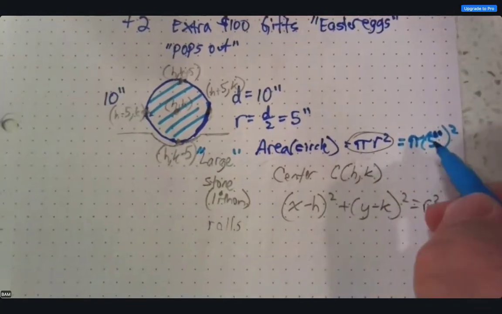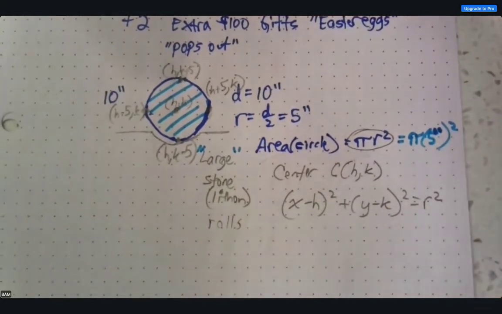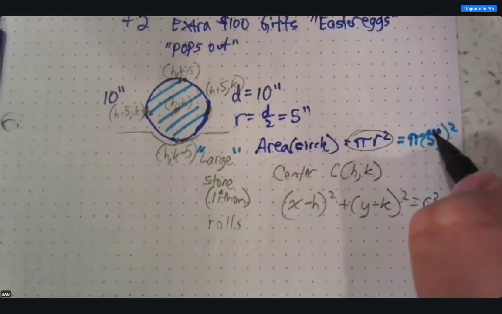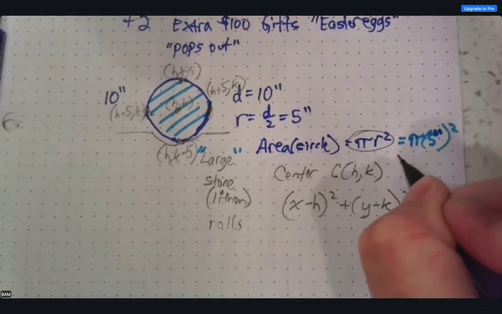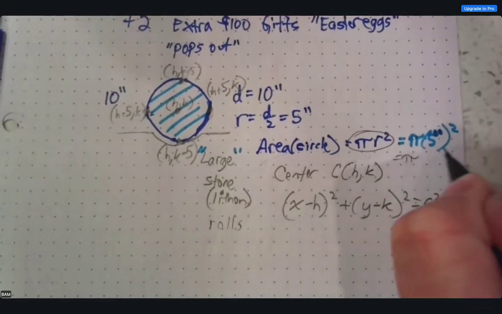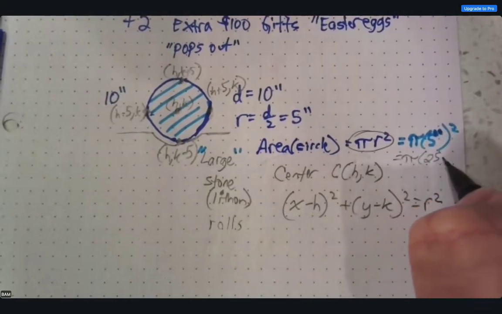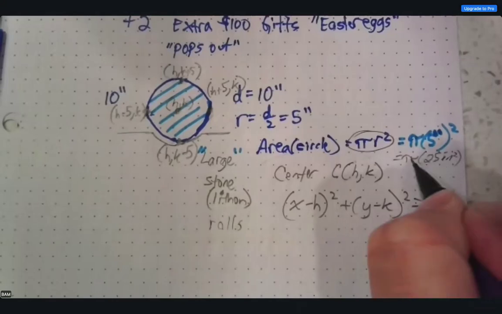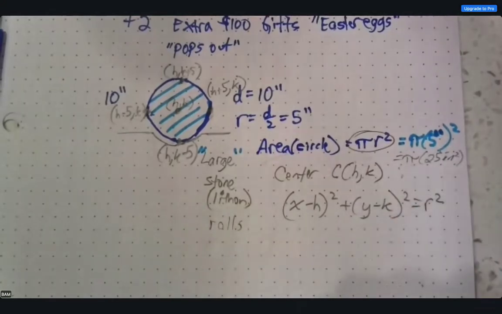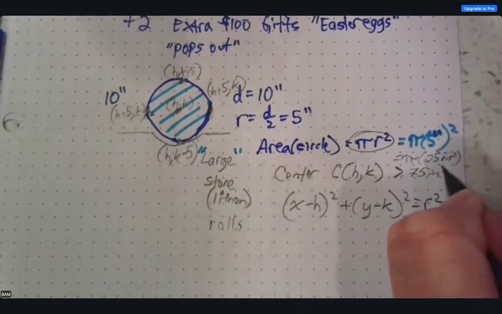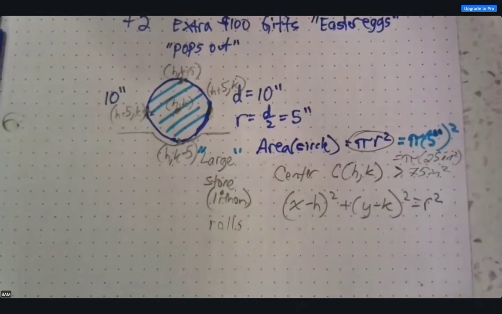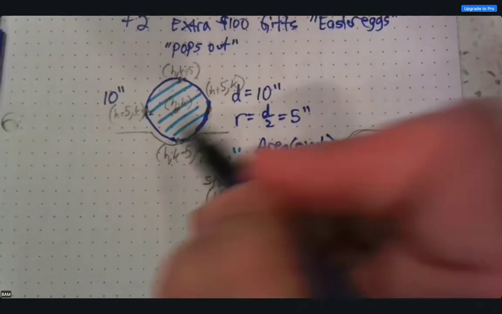And if you live in a place that uses centimeters more, these two little guys mean inches. The 2 over there is an exponent. Pi is a constant. 5 times itself is 25. Inches times itself is square inches. 25 times pi is greater than 75 square inches. Again, this is too small for the story.